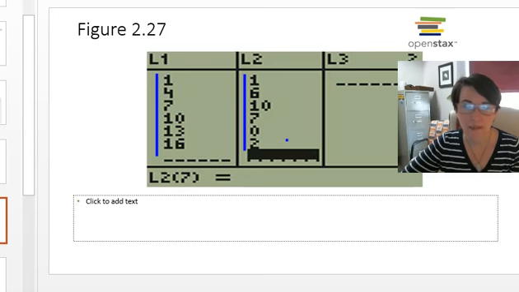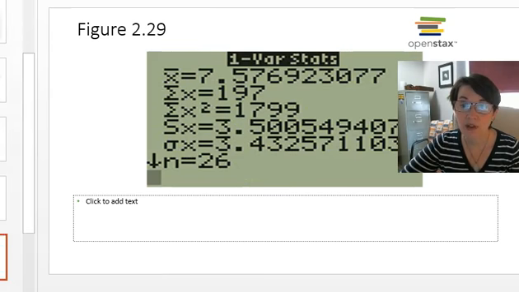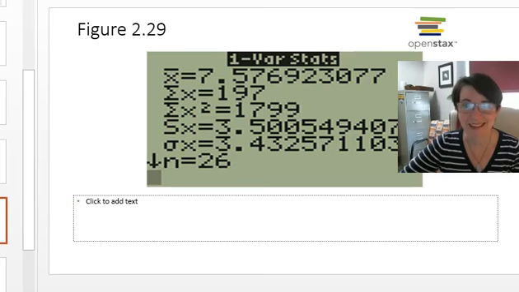After your data is input, you're going to go back to that stats menu. And this time under the stats menu, instead of edit, you're going to go over to calculate. Calculate and make sure one variable statistics is highlighted, and you push enter there, and then you get a screen that shows you a bunch of different things. X bar is going to be my mean. Okay, X bar is my mean.